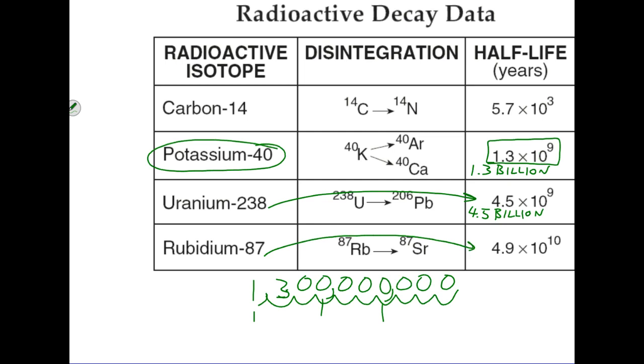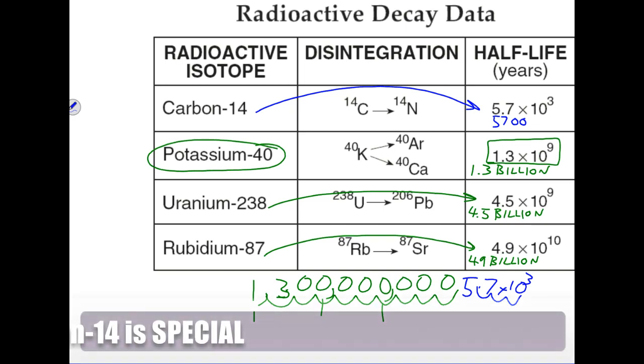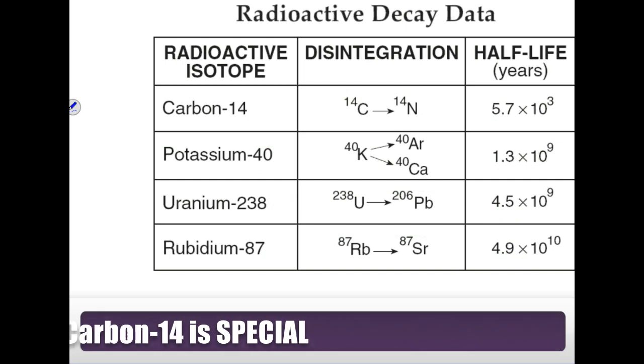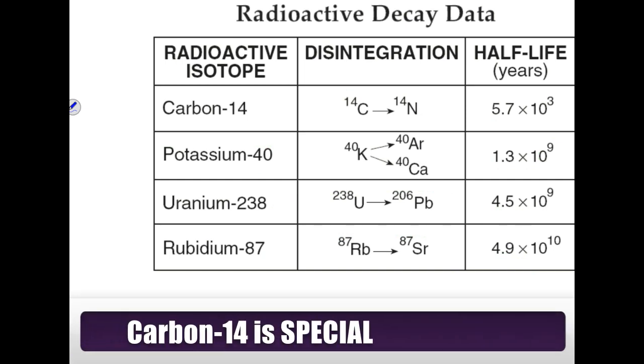Rubidium-87, 49 billion years. Those are quite different compared to our carbon-14, where we said 5.7 times 10 to the third. Move that decimal over 1, 2, 3, it's just 5,700 years. Carbon-14 is a little special. It's the one that stands out because it has a short half-life.